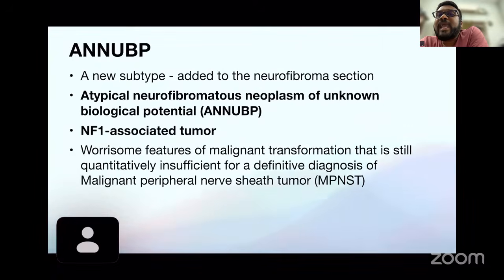Then we have one ANNUBP. So what is this ANNUBP? It is nothing but atypical neurofibromatous neoplasm of unknown biological potential. So it is associated with NF1. And the only thing is, it has a malignant transformation that is not sufficient to be termed a malignant peripheral nerve sheath tumor. So ANNUBP is a new subtype of neurofibroma. It has a malignant transformation, but not as malignant as a malignant peripheral nerve sheath tumor.